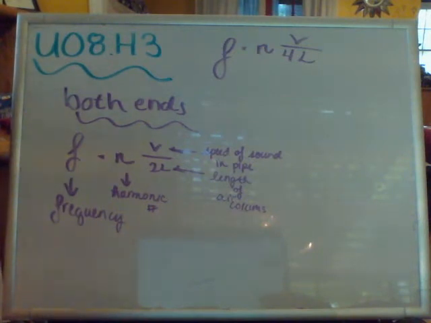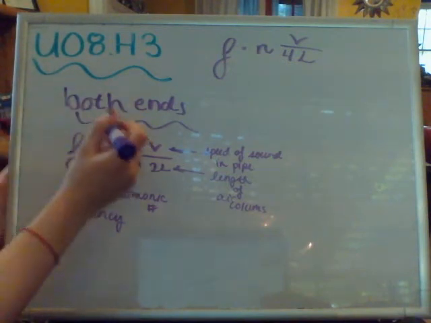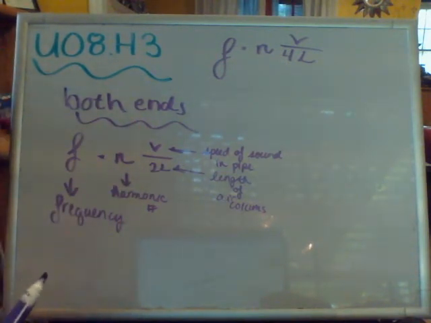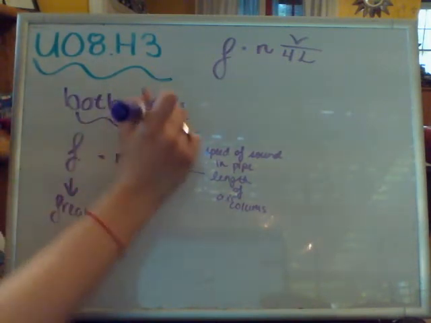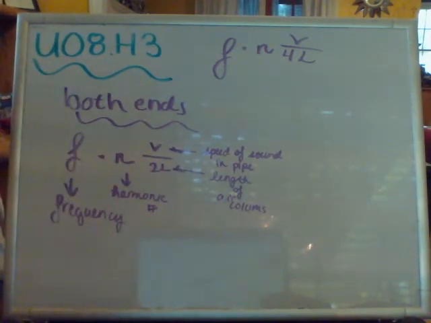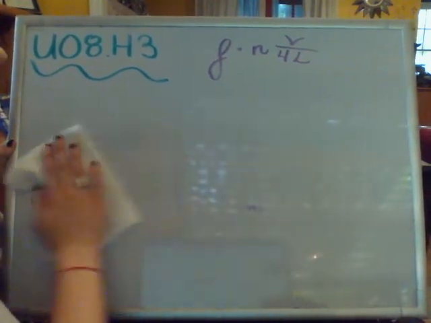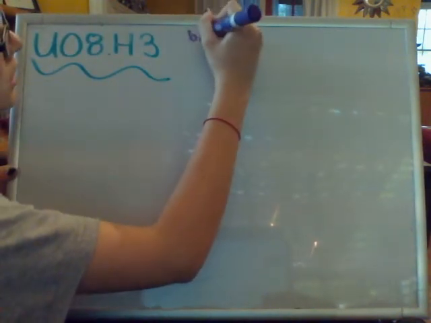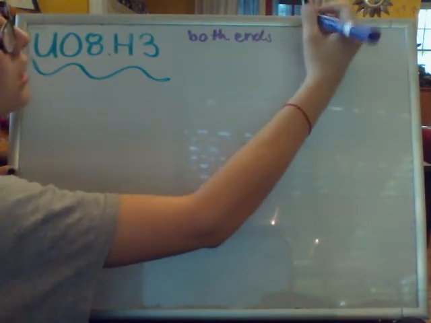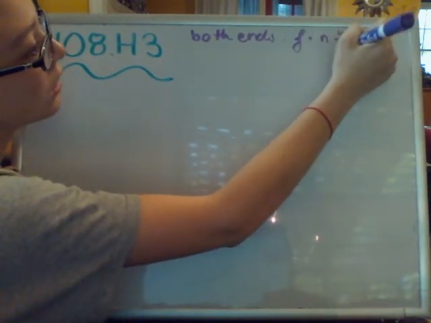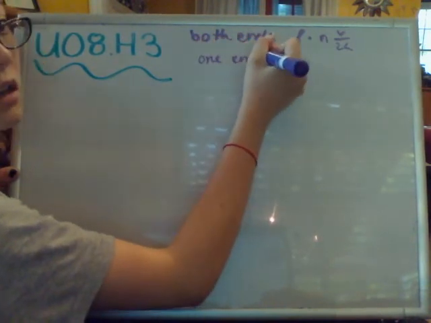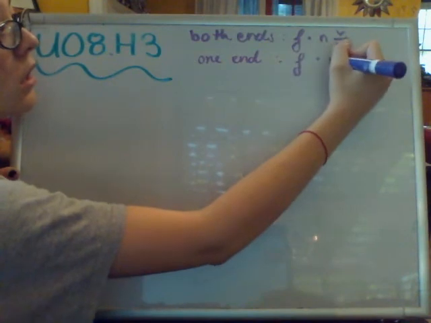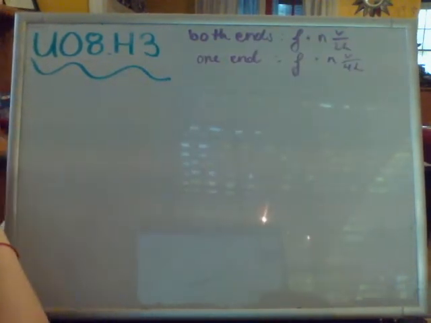So we have one that says a pipe open at both ends, so it's going to be this one, has a fundamental frequency of 125 Hertz. If the pipe is 1.32 meters long, what is the speed of the waves in the pipe? So we're trying to find the velocity for this one, so we're going to erase this. Both ends, and then one end. So now we're going to use both ends.